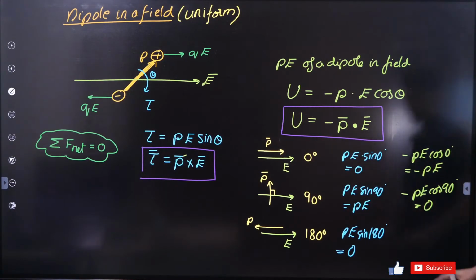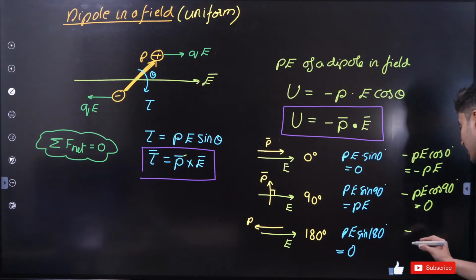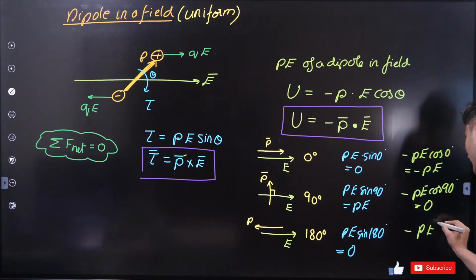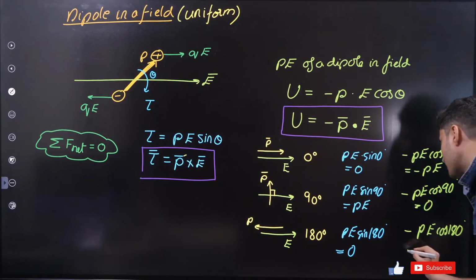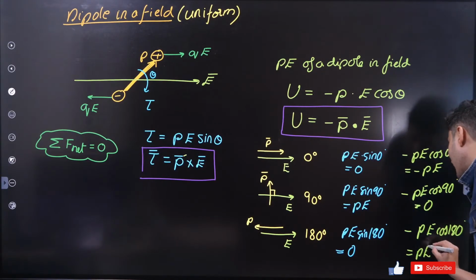Crazy. And lastly, if you take the third case when it is 180, so it is minus P E cos 180. Cos 180 is minus 1. Minus into minus is plus. So it is going to be plus P E.